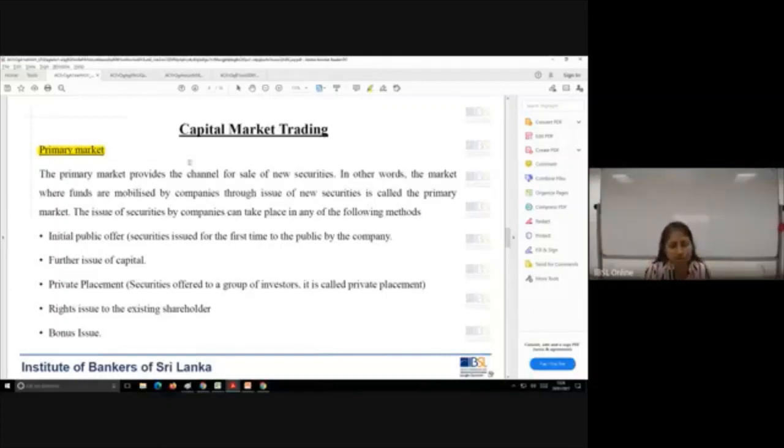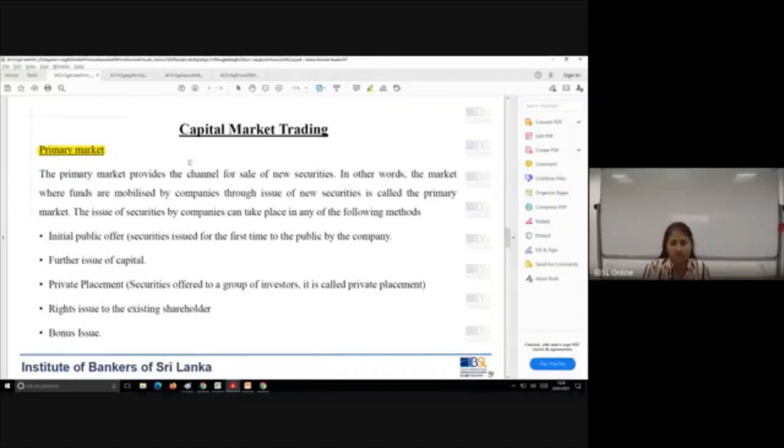In a primary market, you can have security issues in the following ways. It can be an initial public offer, which means, let's say, X company has come to the stock exchange to issue their securities for the very first time. That's the first time the company is issuing shares for the public. That's the first time the shares they issue are publicly available for sale. That's a new share issue. All three are new. So there, what happens is an initial public offer.